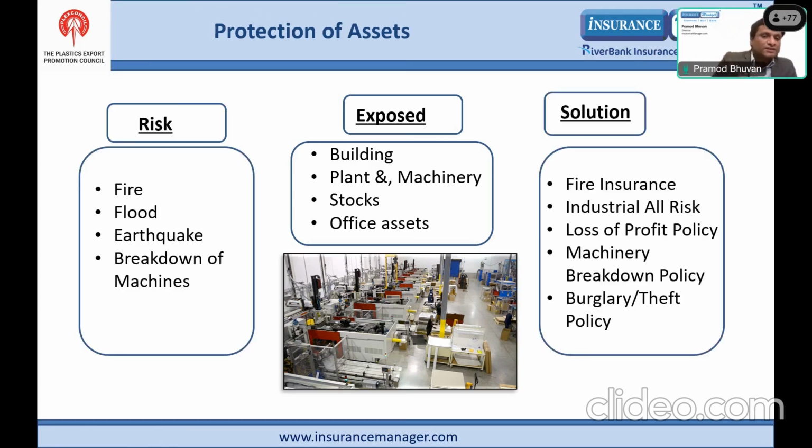So what is the risk that is exposed to these buildings, plant and machineries and stocks? There is risk of fire, flood, earthquake. As you all know, these are act of God perils. Similarly, there is a breakdown of machines risk, especially to the extrusion process machineries, including the blow molding process or injection molding process. So इसका solutions क्या available है market में? इसके solutions available है. आप एक simple fire policy ले सकते हैं.